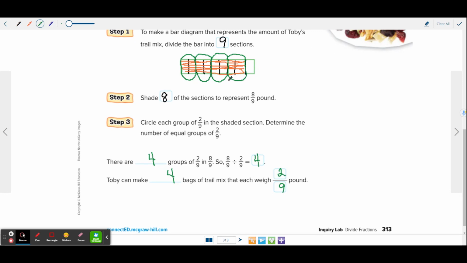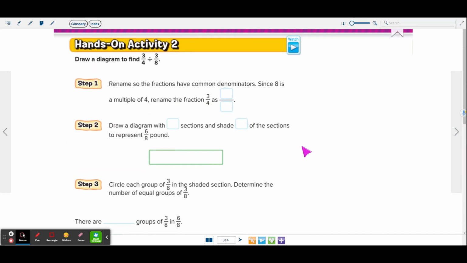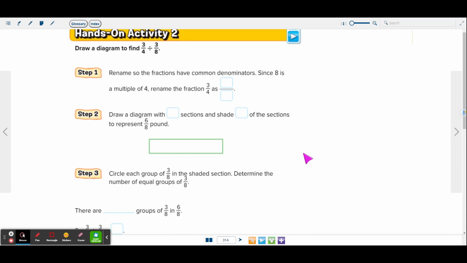Okay. All right, let's go on to page 314. Hands-on activity 2 says draw a diagram to find 3/4 divided by 3/8. Now, if your numbers are not the same on the bottom, you can't do it on the bar diagram, on the model.